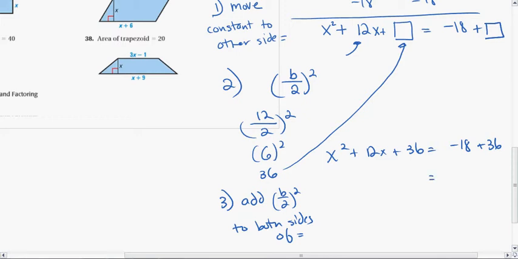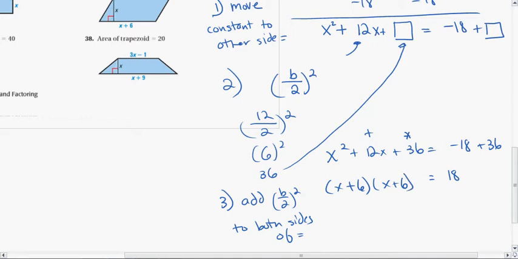Over here on the right, I've got negative 18 plus 36 is positive 18. And on the left, I have something I can factor because 6 times 6 gives me 36, and 6 plus 6 gives me 12. So x plus 6 squared. And if you're not quite sure where that's coming from, think about this. I want numbers that multiply to give me 36 and add to give me 12. And 6 times 6 gives me 36. 6 plus 6 gives me 12.